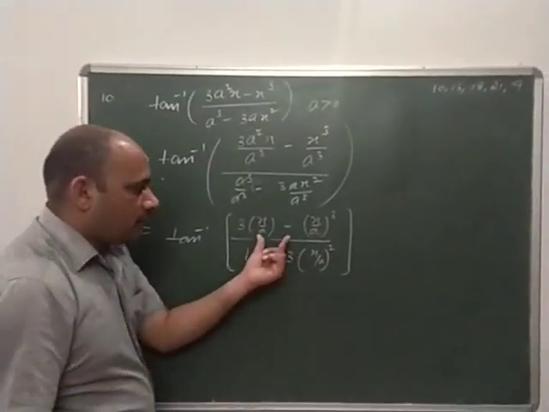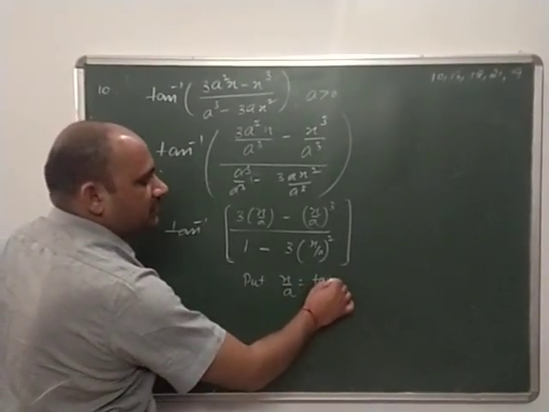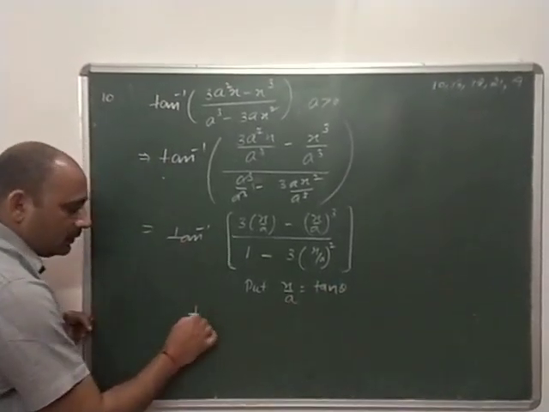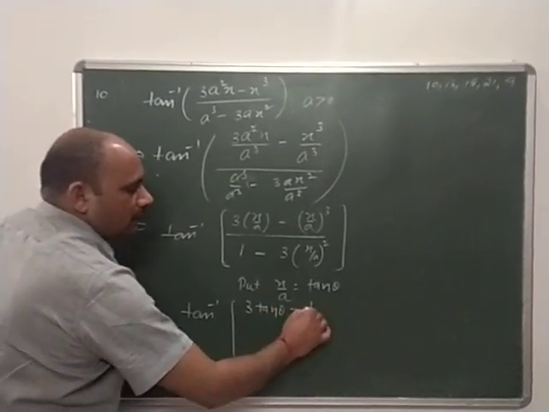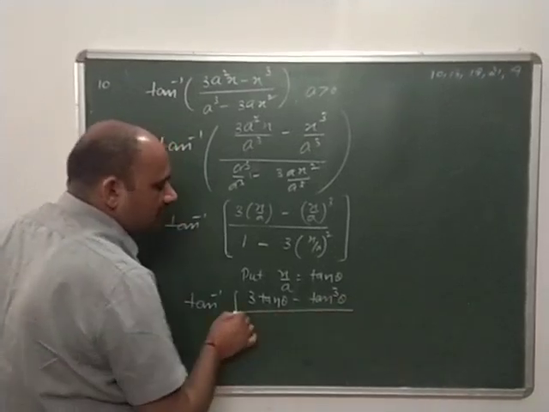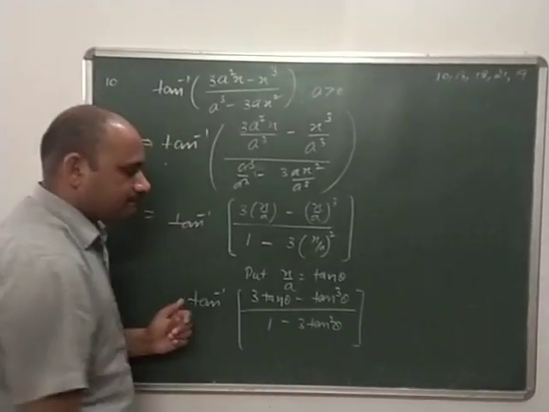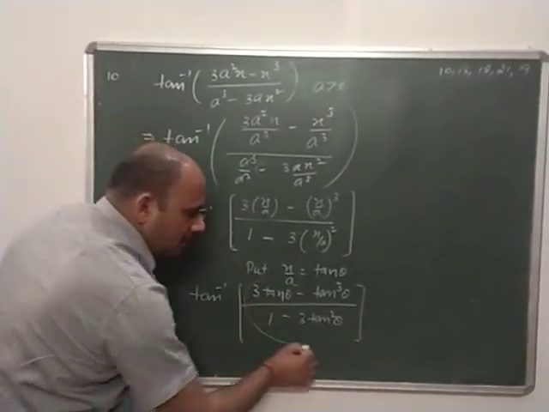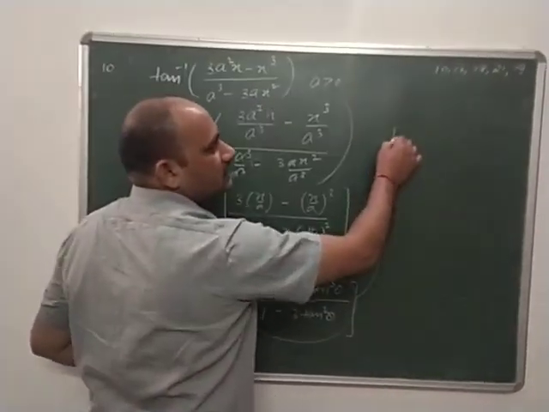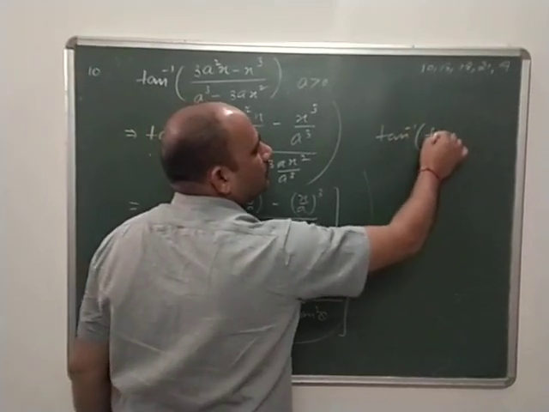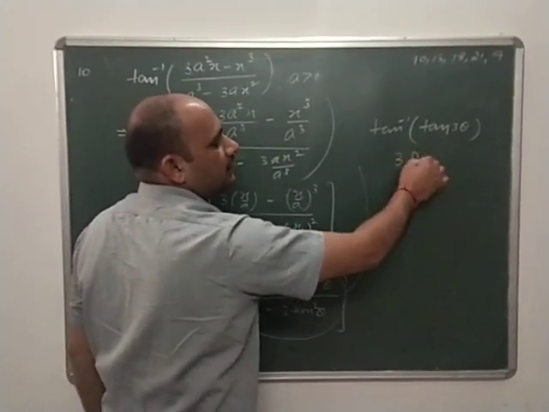Now if we put x by a as tan theta, then tan inverse of (3 tan theta minus tan cube theta) by (1 minus 3 tan square theta). You will see it is the property of tan 3 theta. So tan inverse into tan 3 theta, tan inverse tan cancels. The answer is 3 theta.